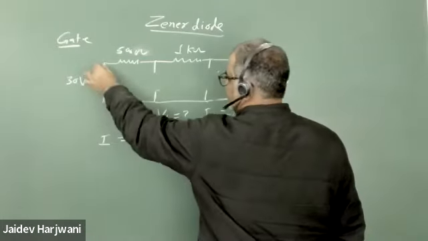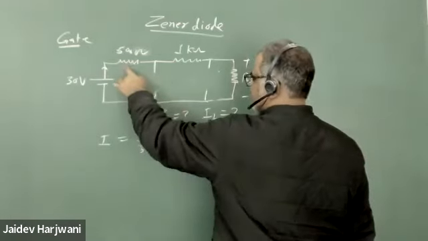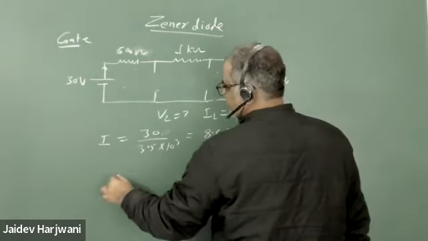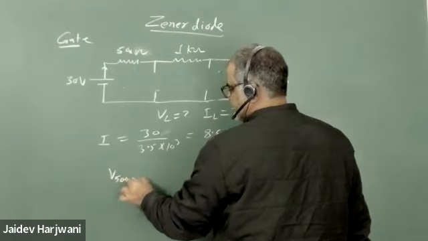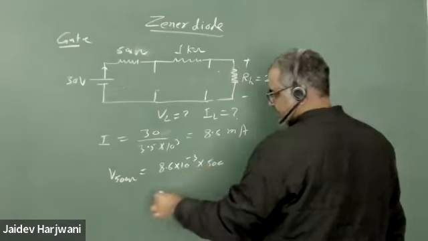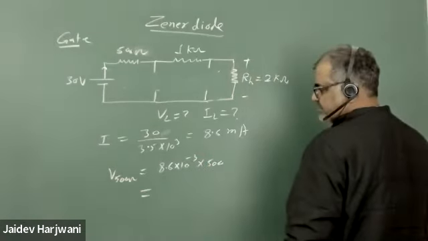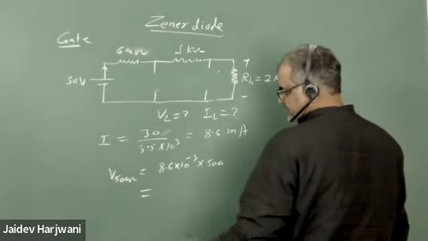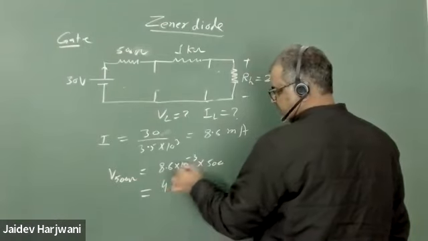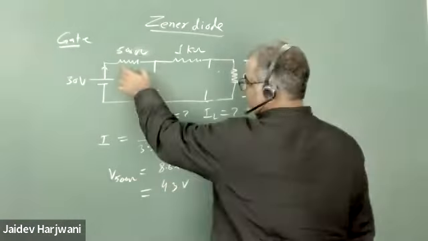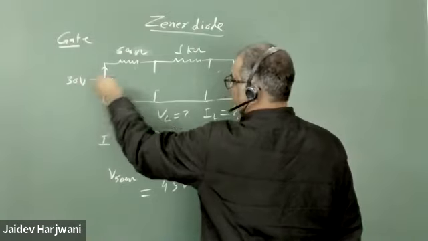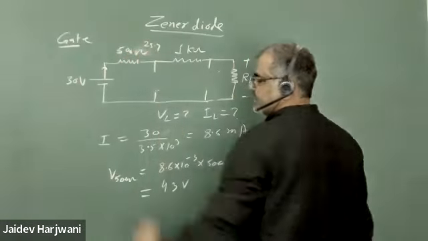Now you have to see this 8.6 milliampere current is coming here, so there will be voltage loss across this resistance. So how much voltage loss will we get? V across 500 ohm will be 8.6 milliampere into 500. How much voltage is coming? This will come around 4 point something volt. 4.3 volt. Okay, so there's a loss of 4.3 volt. So remaining, 30 minus 4.3, so 25.7 volts coming here.